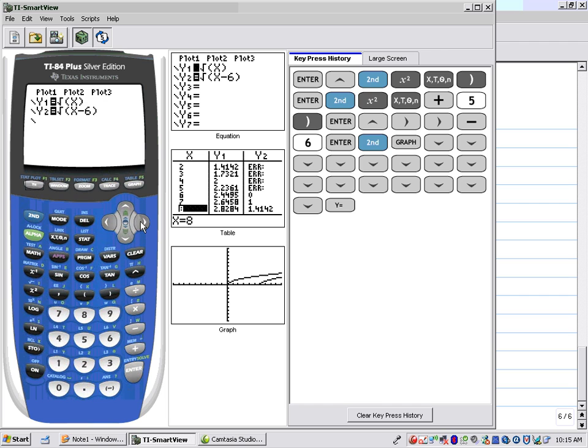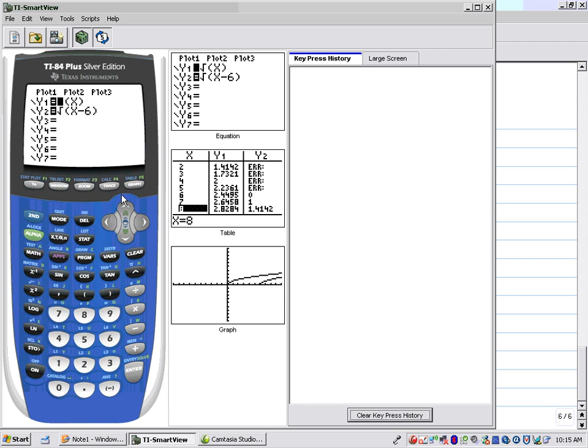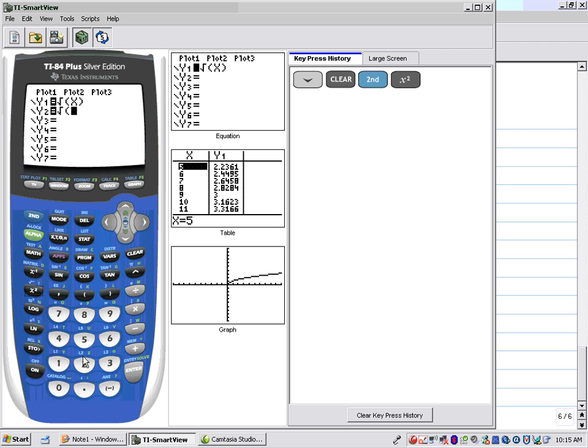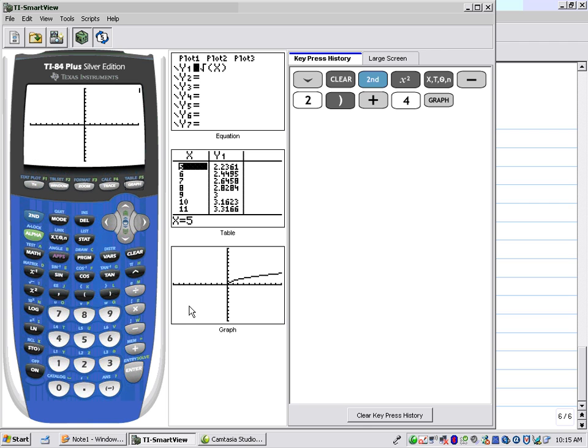Let me go back to y is equal to the square root of x. And what is that? I had the square root of x minus 2, close the parentheses, plus 4. And now graph. Yep. So it shifted over and up.